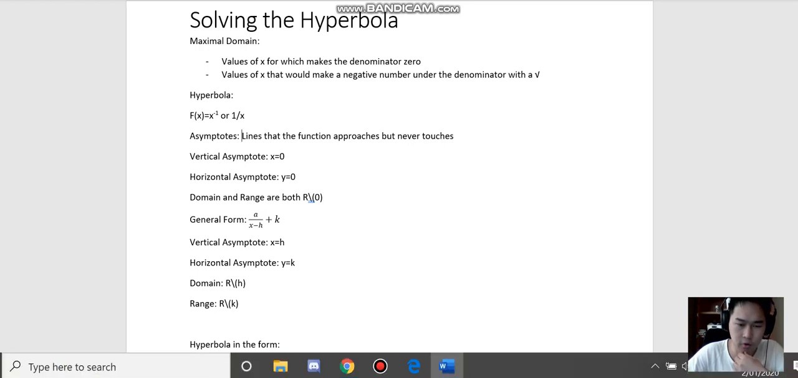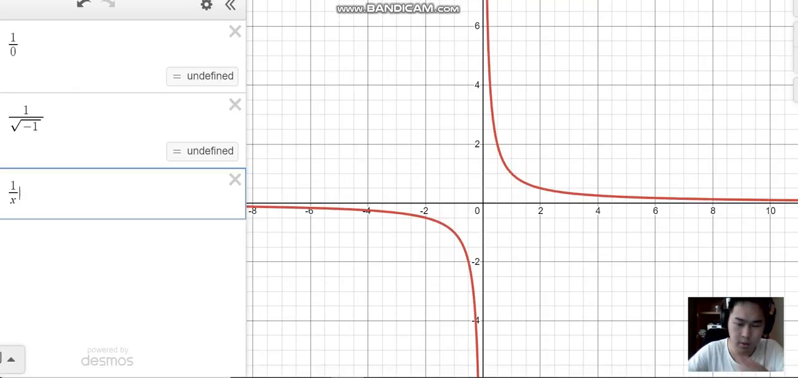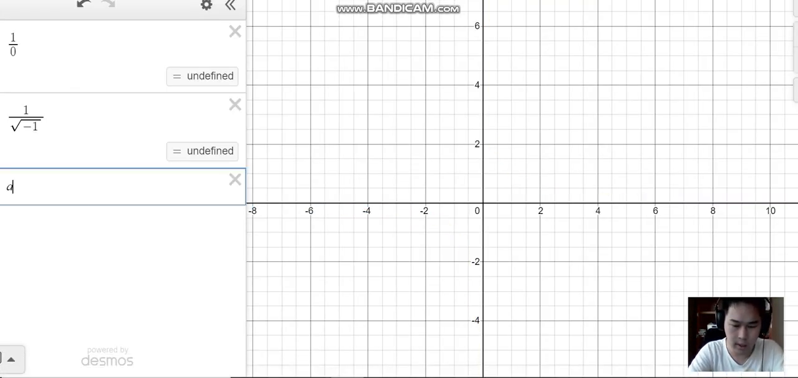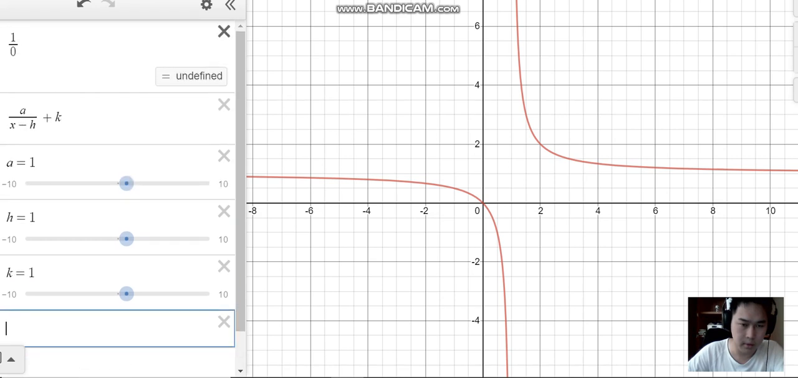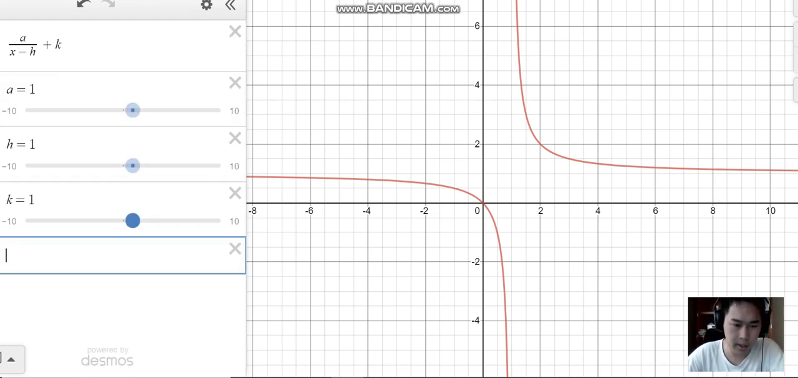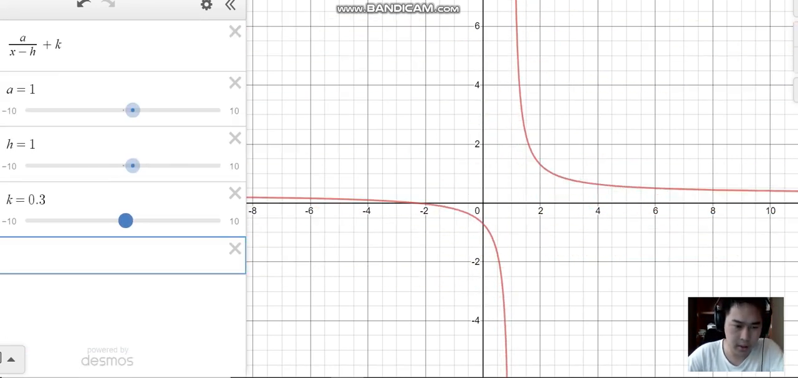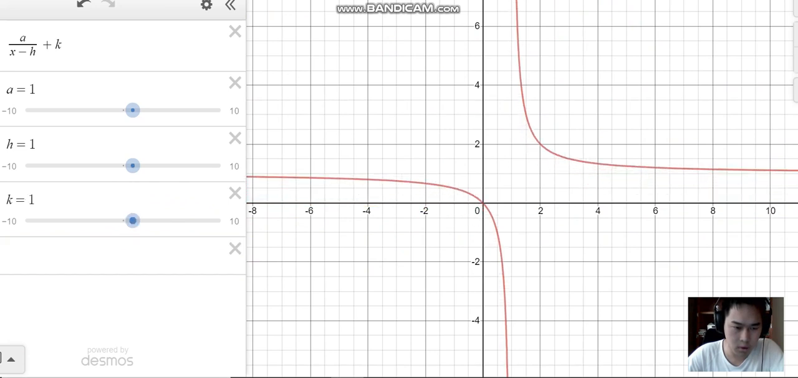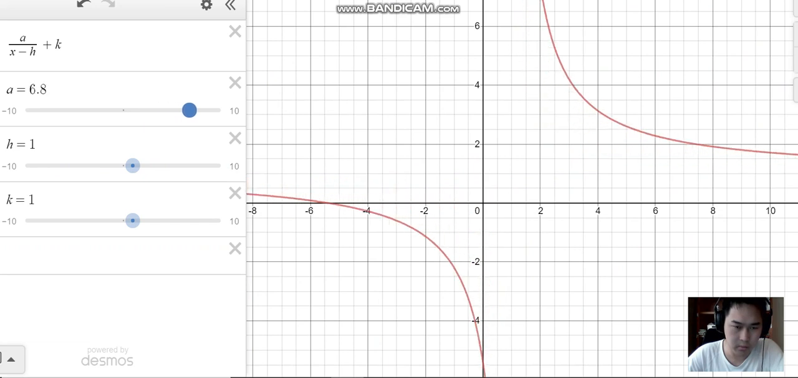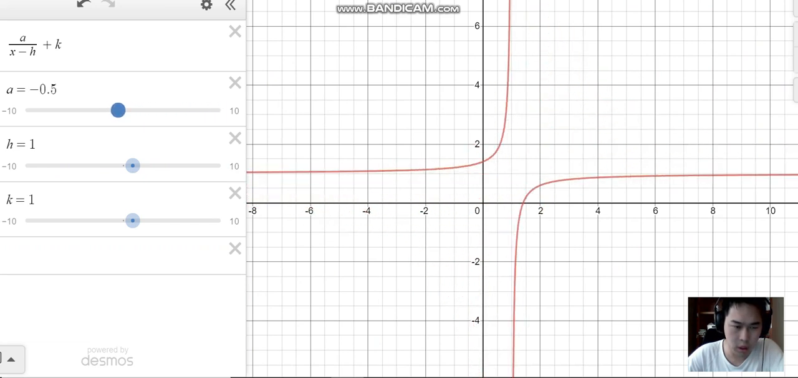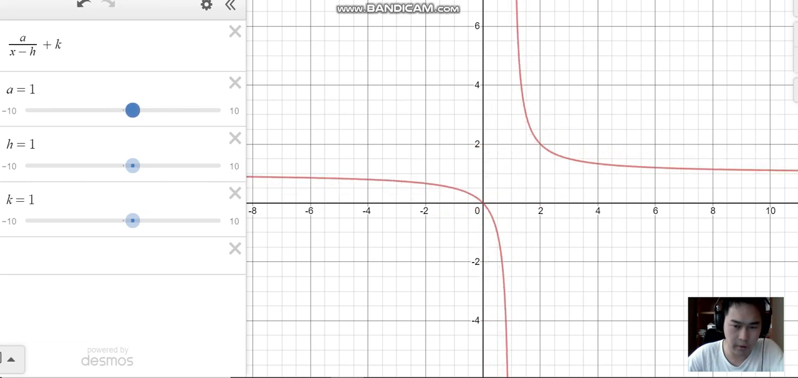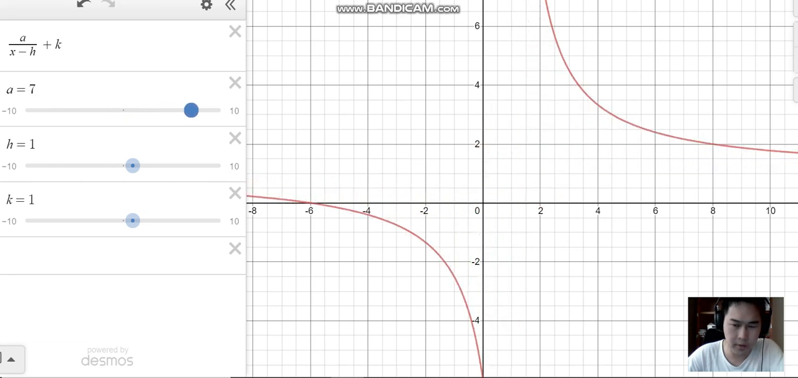So if we use the general form, f of x equals a over x minus h, plus k. Let's get rid of this. Okay, so k is your up and down, as per usual, nothing changes there. h is your side to side, nothing changed there. a is your dilation. When the dilation is negative, the graph flips. When it's positive, it's in the quadrants here.